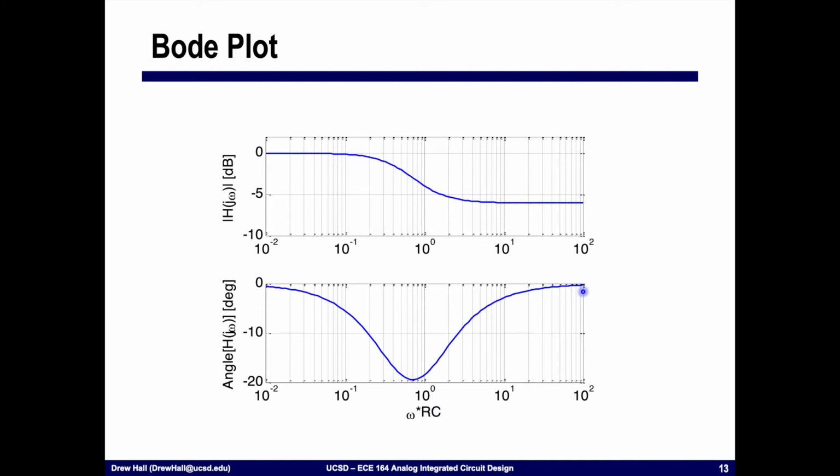A couple of other important things to remember is that if we look at the transfer function of these circuits, we can never have more zeros than we can poles.